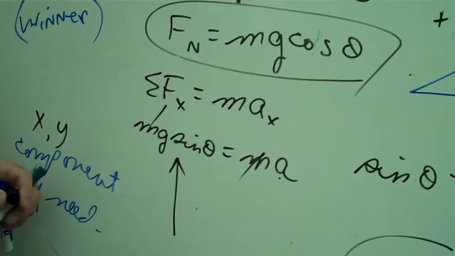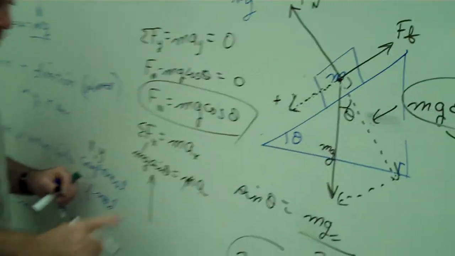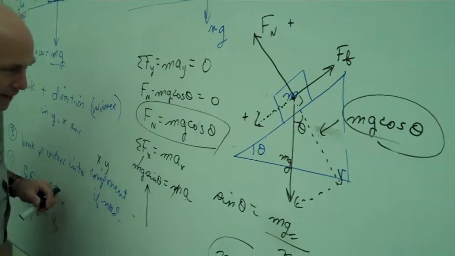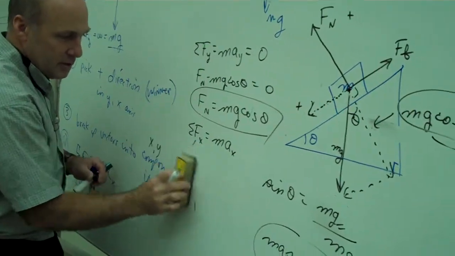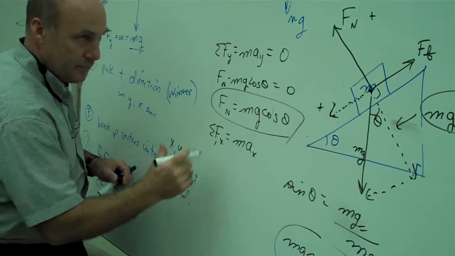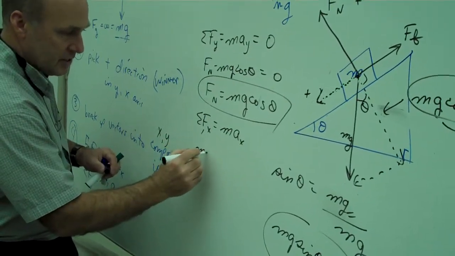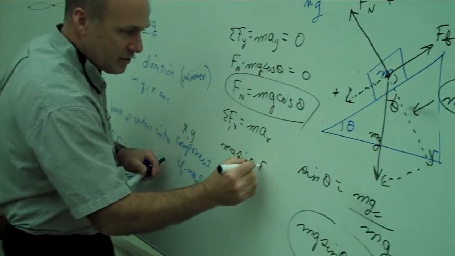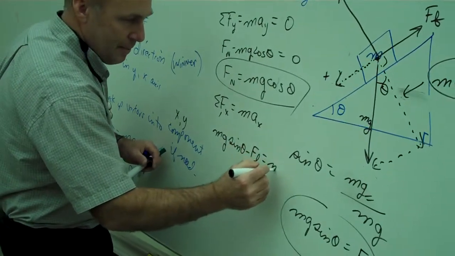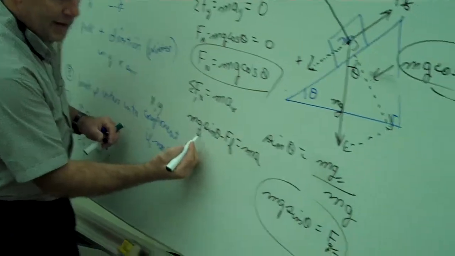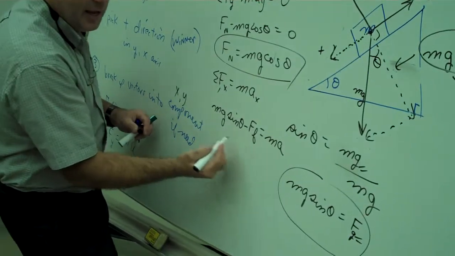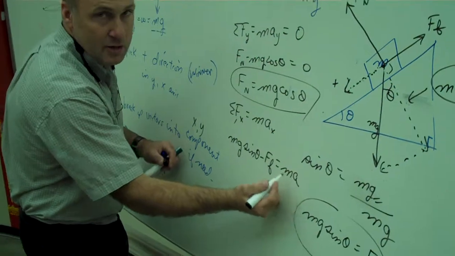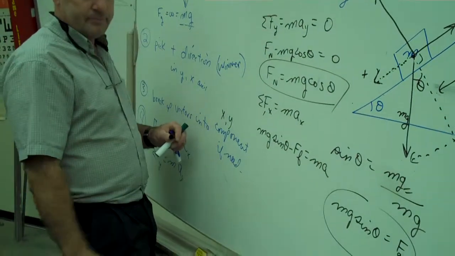Okay? So if there's no friction, this would be it. But I said there was friction. So look what happens when there's friction. Sum of all the forces. Let's sum them up with friction. mg sine theta minus friction equals ma. So now I've got two forces duking it out, and whoever wins will cause the mass to accelerate.